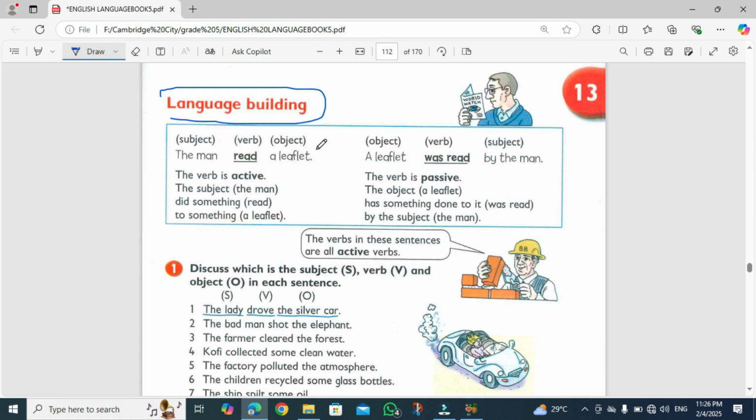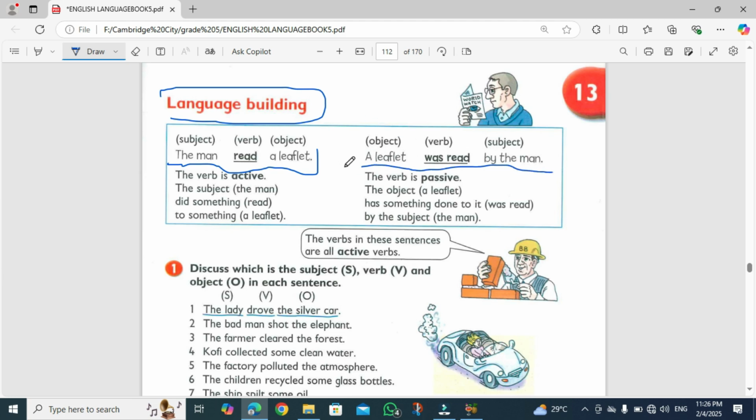Okay, let's look at these two different sentences. Look at this one over here. The man read a leaflet. The subject here is the man, and we all know that the subject is the doer of the action. And then we have a verb, object, a leaflet. Now look at this one over here. A leaflet was read by the man.